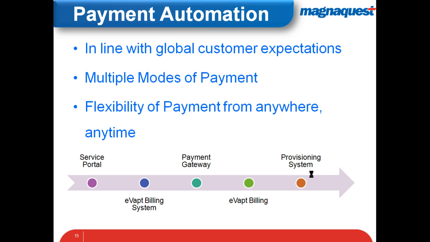And automating your payments, again, that's very important. It has to be in line with your global customer expectations, which means your billing system should be able to support a variety of currencies, and it should be able to support multiple modes of payment from your customers, which means your customer should have the flexibility to make payments from anywhere and anytime. If you look at the diagram below, there is a service portal from where the customer makes the payment. It is processed through the payment gateway, and after the payment is successful, the provisioning system is given an instruction to initiate the service. All this is automatic, which will reduce manual intervention and thereby errors.